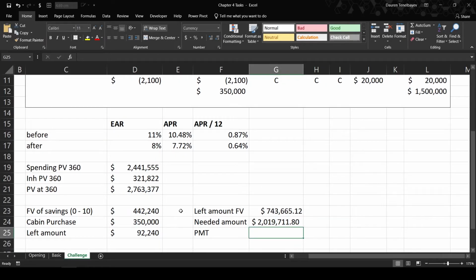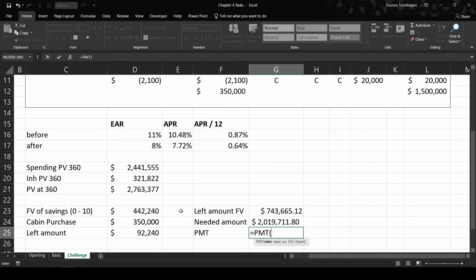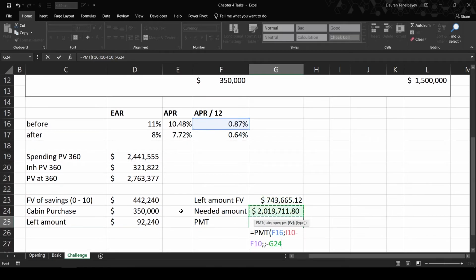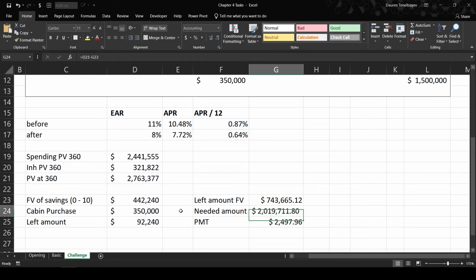Finally, we use the formula for PMT. We use again the pre-retirement monthly rate, NPER again 360 minus 120. PV, we don't have it, and the future value should be 2 million. And here we are. Bilbo Baggins should save almost 2,500 each month from year 10 through 30 in order to meet all his 3 objectives.